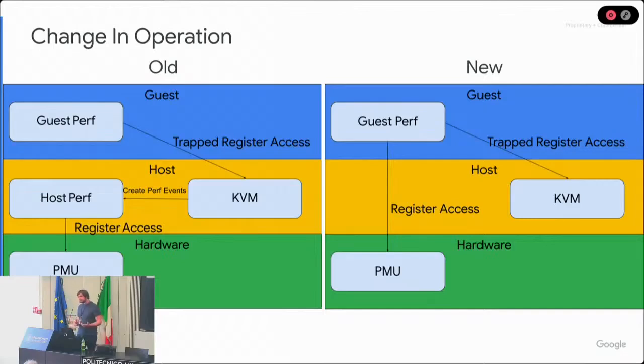So to have a nice diagram showing the change in operations, if you look on the left, you see the old operation. You have the guest perf subsystem. All of the register accesses are trapped into KVM. And then KVM needs to create perf events in the host perf. And then the host perf actually manages the PMU hardware. So you see that's several steps of indirection.